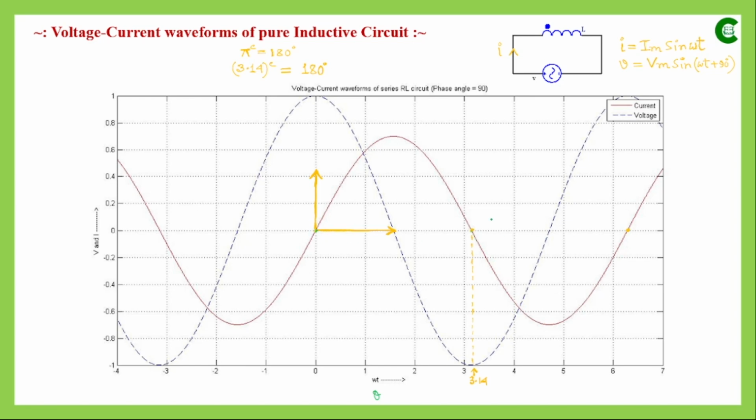So between 0 and 2 pi it has the complete cycle. Now in case of the voltage signal, what we can see here, unlike the previous purely resistive circuit where the voltage and current were starting at the same point, at the same moment, and were at the peak together, here it is not like that. Here the voltage is starting before the current, at this point.